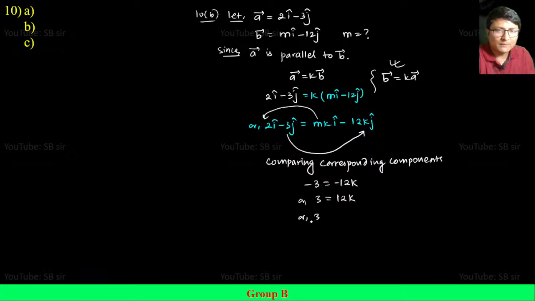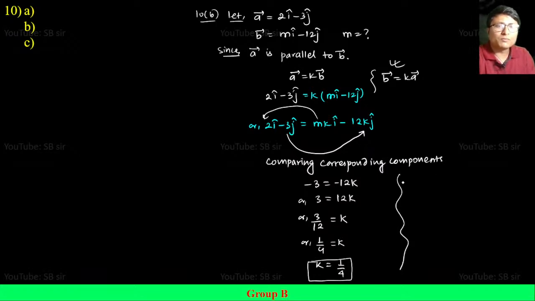If you divide this by 12 on the other side, it will be 3 by 12 is equal to k, or 1 by 4 is equal to k. The value of k is 1 by 4. What is the value of k? Look, it is 1 by 4.